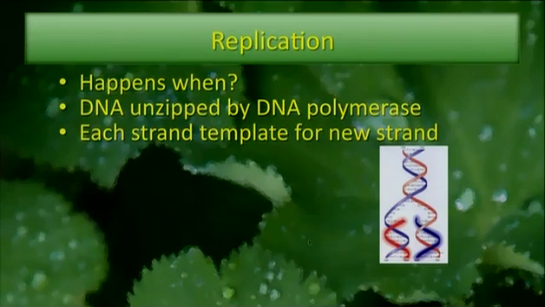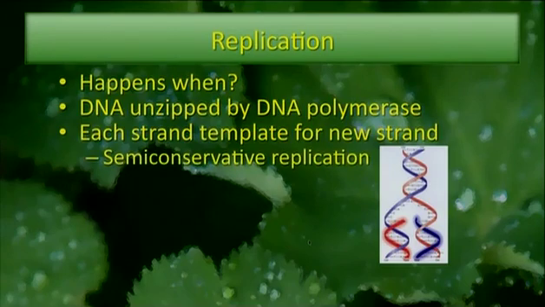That's what they call semi-conservative replication. Semi-conservative because half of the original DNA molecule is conserved to make a new molecule. Each of the 2 new DNA molecules has an old strand and a new strand. That's why they call it semi-conservative, half conservative.